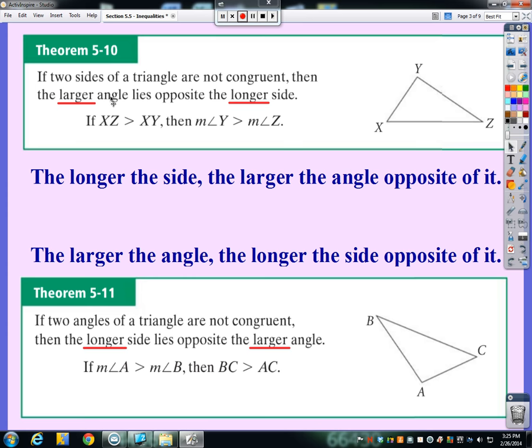Theorem 5.10 says if two sides of a triangle are not congruent, then the larger angle lies opposite the longer side. Okay? So it references the sides first, then it talks about the angles. And we can flip it around and say, if we knew that one angle was bigger than the other, then the side opposite of that angle must be larger than the side opposite the smaller angle. So it can be read forwards or backwards.